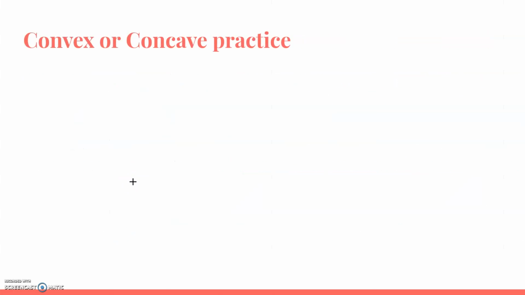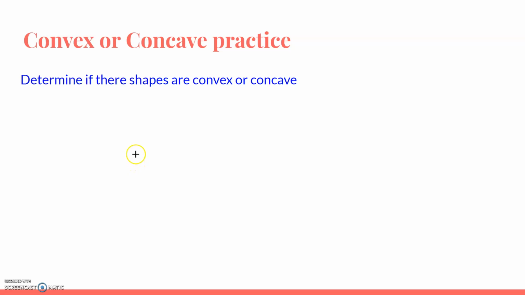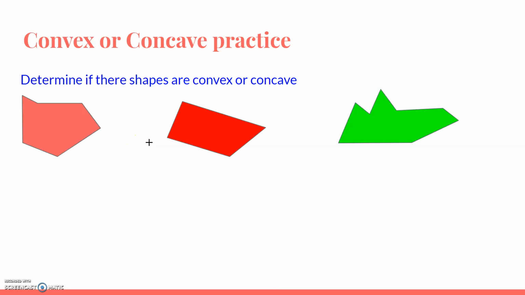Okay, so here's some convex or concave practice for you guys. So all you need to do is determine if these shapes are convex or concave, and I want you to write down how many angles are greater than 180 degrees if they're concave. Pause the video. These are the shapes. Pause the video, try this out, come back, and I'll give you the answer. Alright, now that you're back, let's find out the answer for this.